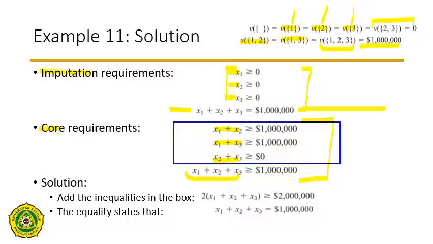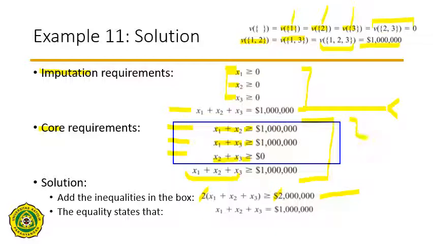So it means that if we divide this by 2, now we have the inequality saying that x1 + x2 + x3 is greater than or equal to a million. But from the equality, we know that they must be exactly 1 million. It means that all this inequality in this blue box, they must be binding. Or in other words, at the optimal solution, these signs must be equality.